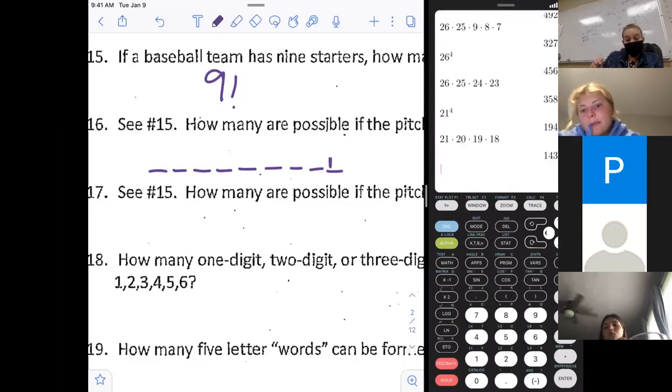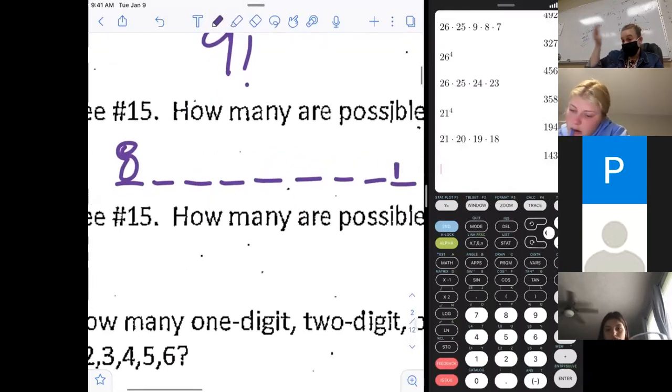8. Very good, Brooke. I'm minusing 1. So I had a total of 9 players, but one of them is the pitcher, and he has to go last. So I can't include him first. That means I only have 8 people that I can choose from for that one. And then now I'm just going to minus 1 each way down.